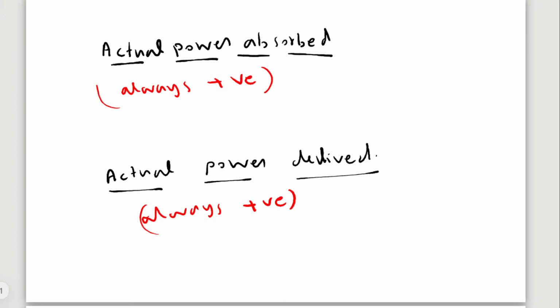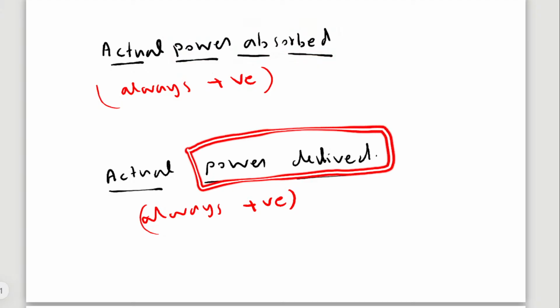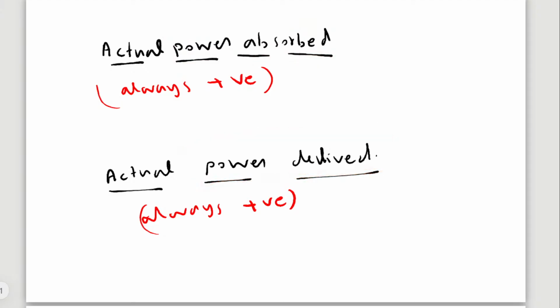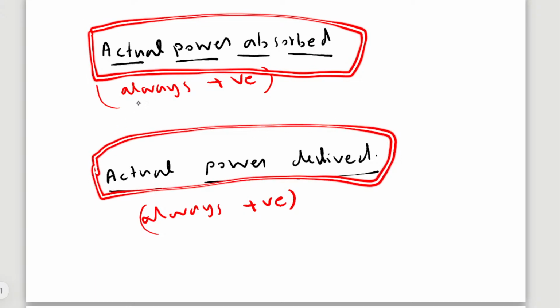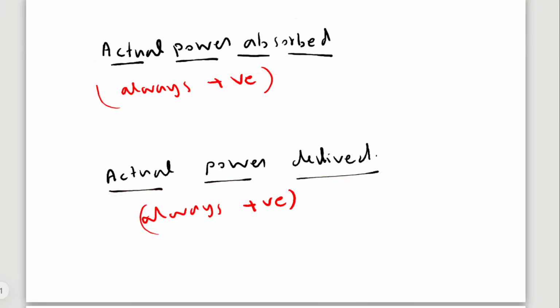Earlier, I said power absorbed can be either positive or negative. Similarly, power delivered can be either positive or negative. But actual power absorbed and actual power delivered are always positive. So remember this.